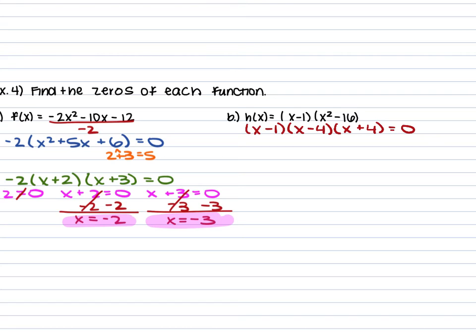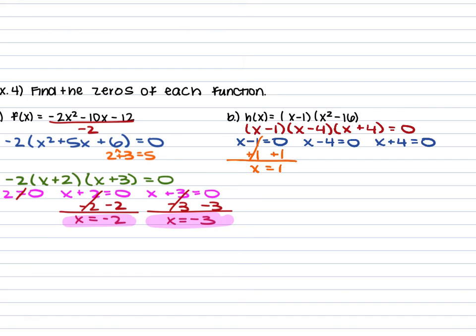Now that it's completely factored, we set each part equal to 0. So it's going to be x minus 1 is equal to 0, x minus 4 is equal to 0, and x plus 4 is equal to 0. The x minus 1 is equal to 0. Add the 1 to each side. You get x is equal to 1.